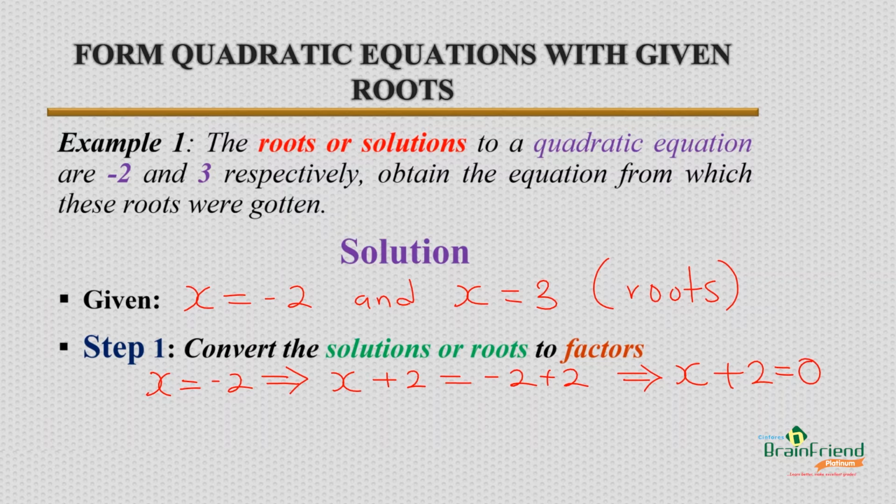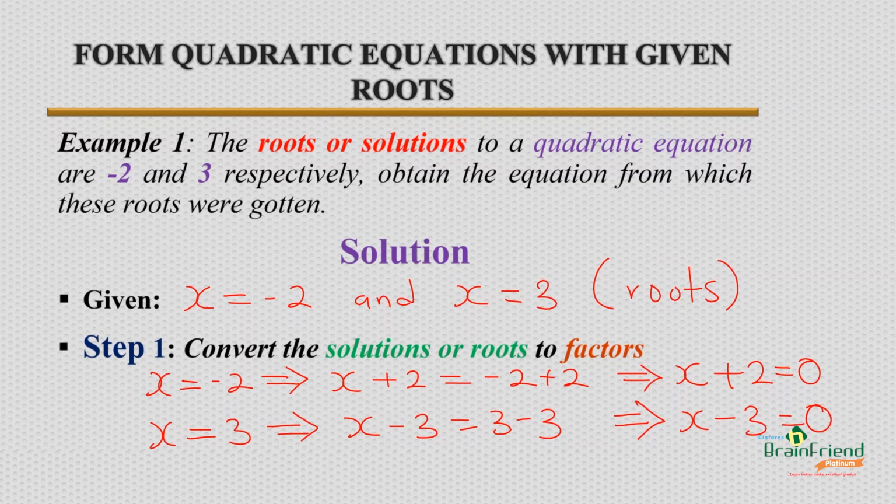The second one is x equal to 3. That now implies that by subtracting 3 from both sides, we have x minus 3 is equal to 3 minus 3. That will now imply that we have x minus 3 is equal to 0. This is now our second factor.